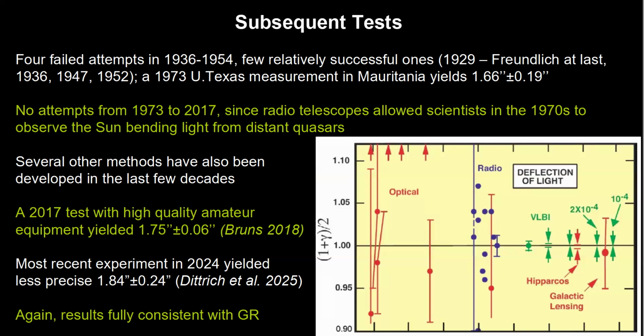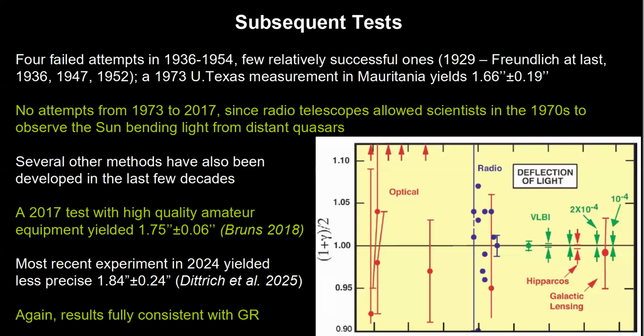Nevertheless, with the centenary of the experiment, people became interested again. And in 2017, Don Bruns in the US, using essentially sophisticated amateur equipment, repeated the experiment and got this number, which is so far the most precise and accurate result using the original method. US colleagues tried to do the same last year. In principle, last year's eclipse was a bit more favorable than 2017, but for various reasons, they got a result that is, although consistent with general relativity, a bit worse in terms of precision.